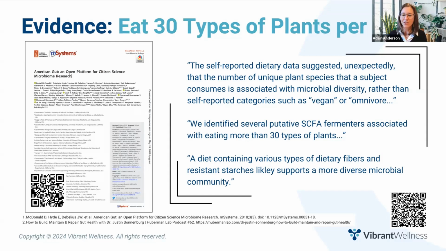The authors used a partial least squares approach to identify several short-chain fatty acid fermenters associated with eating more than 30 types of plants, and they went on to postulate that, quote, because bacteria differ in their carbohydrate-binding molecules and enzymes that hydrolyze diverse substrates in the gut, a diet containing various types of dietary fibers and resistant starches likely supports a more diverse microbial community.